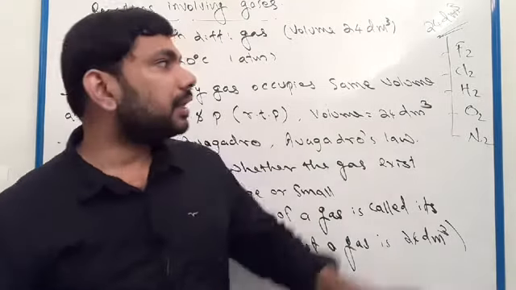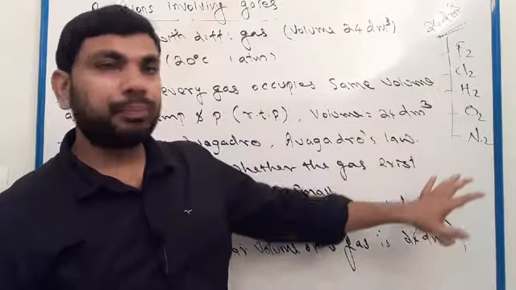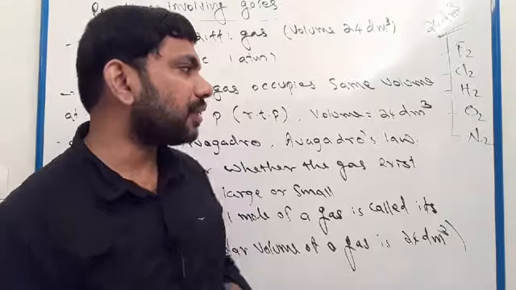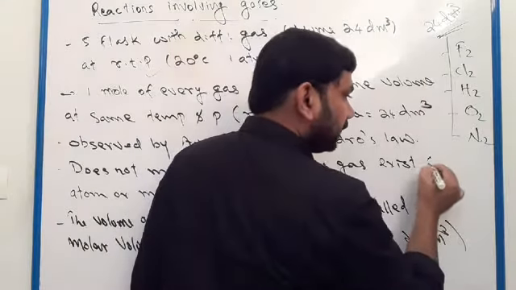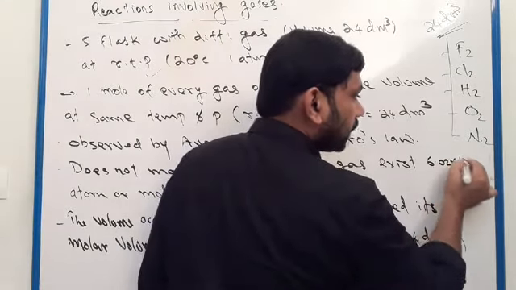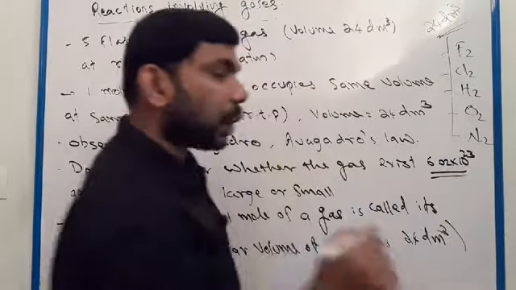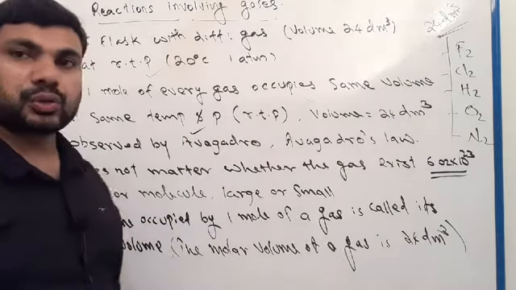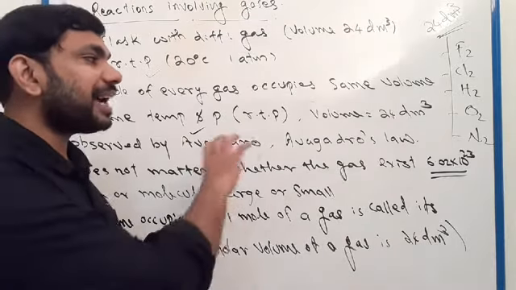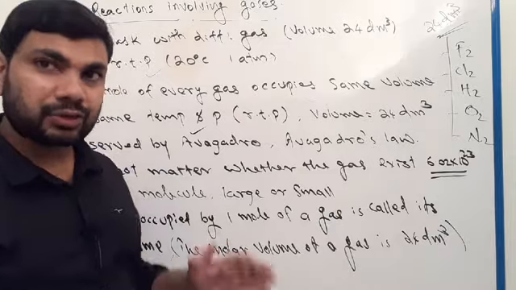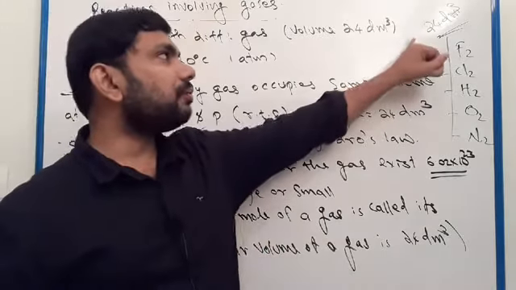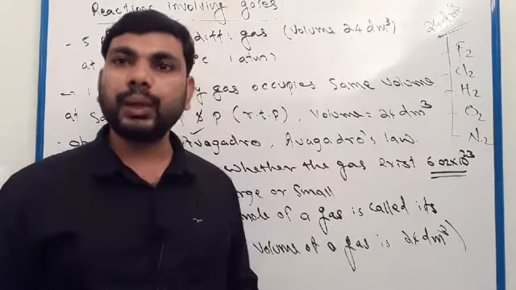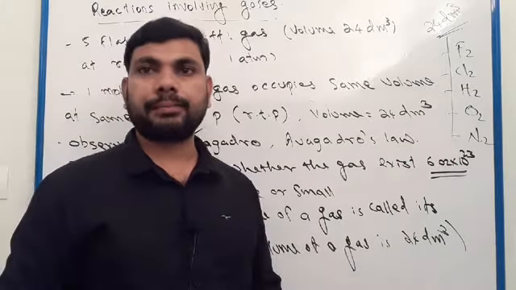So you can say the number of particles will be the same. Each gas contains the same number of particles, which means 6.02 into 10 power 23. This was discovered by the Italian scientist Avogadro. That's why this is called Avogadro's law. So according to Avogadro's law, 24 decimeter cube of any gas contains the same number of particles and we can say it is 1 mole of gas.